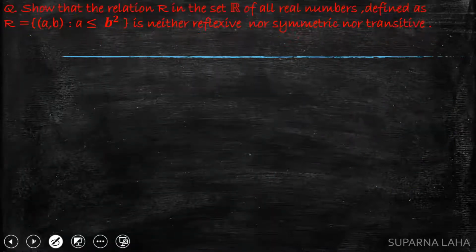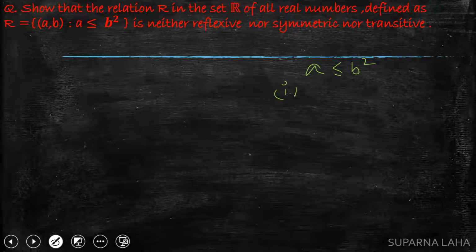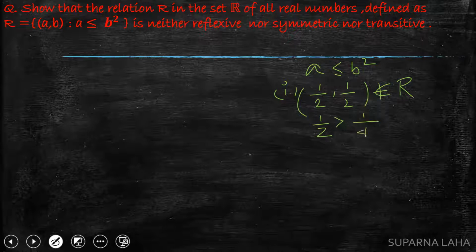Moving to the next problem. Relation R defined on the set of real numbers where the relation is a less than or equal to b squared. So check the first property, reflexive property. I'm taking half comma half. This does not belong to this relation R. Why? Since half is always greater than half squared, that is 1/4. Okay, so this does not belong to this relation, that means not reflexive.